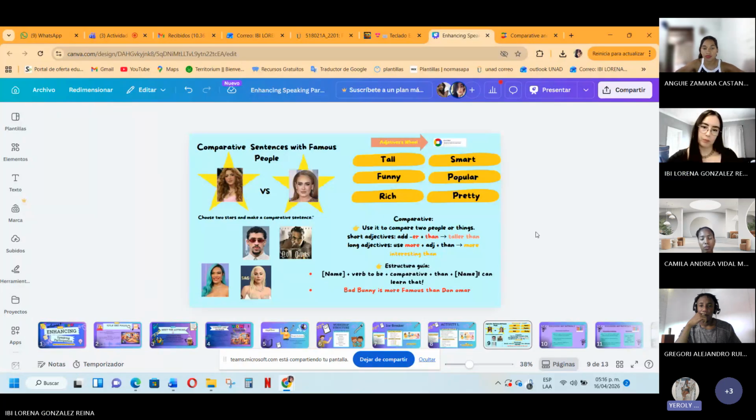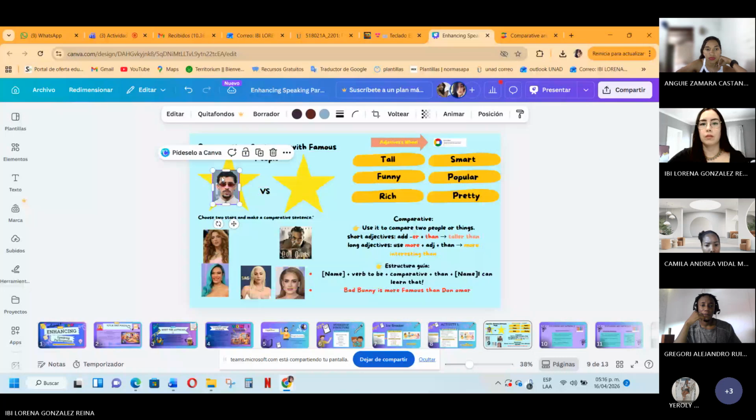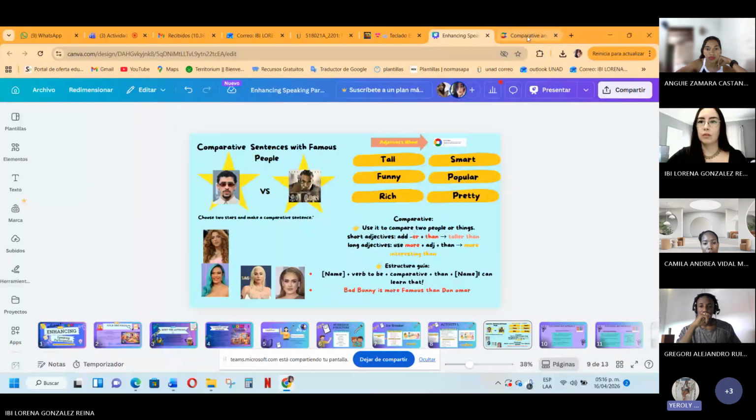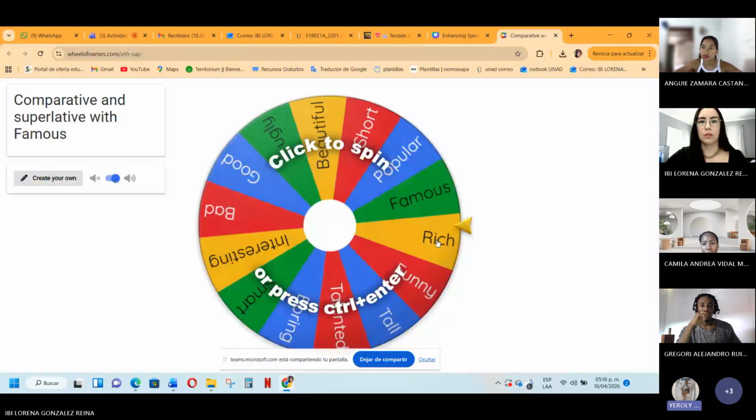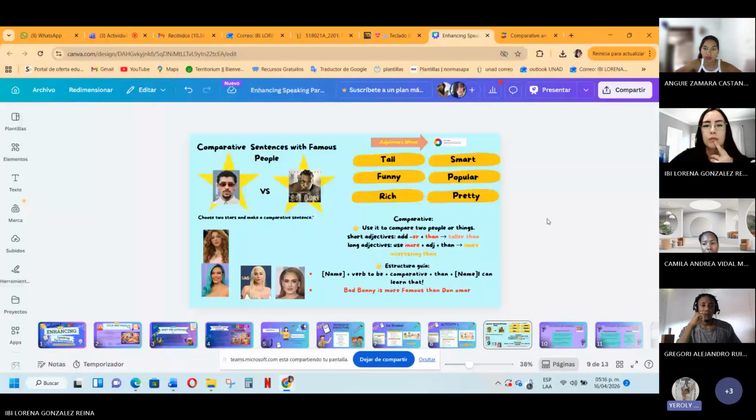Another example. We select Bad Bunny and Don Omar. Now, I continue with the structure: for a short adjective, use -er. For a long adjective, use more. Now, who will like to try?